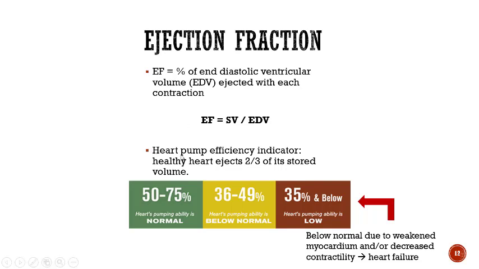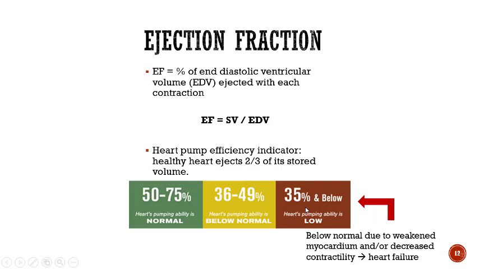So your ejection fraction is used to figure out how efficient your heart is. A healthy heart should be able to get out 2/3 of your end diastolic volume. So if it fills up with blood during diastole, during systole, it should be able to get out 2/3 of the blood that it filled with, essentially. So if you look here, a normal ejection fraction is 50 to 75%. If it's 36 to 49, which is such a random pairing there, that's below normal.